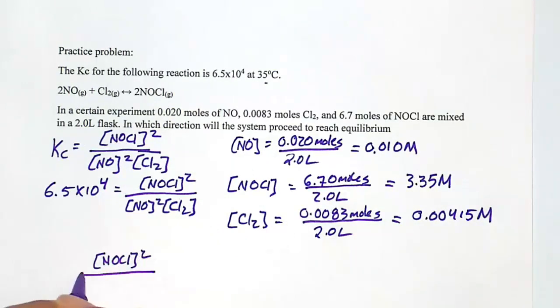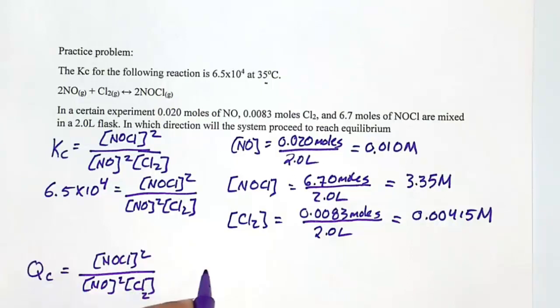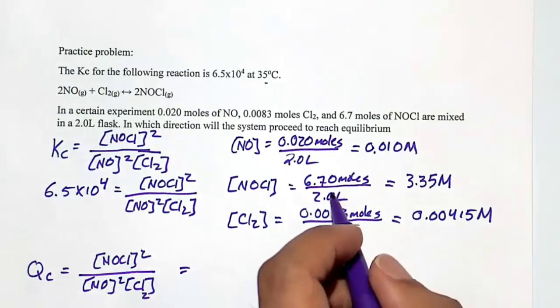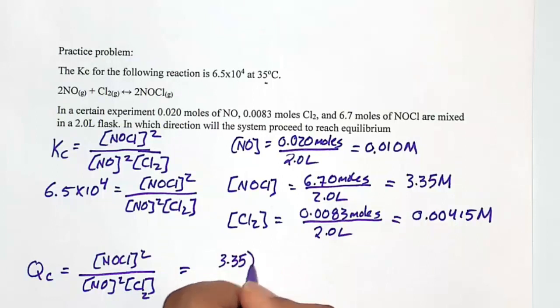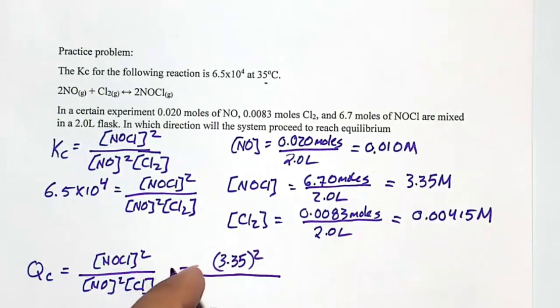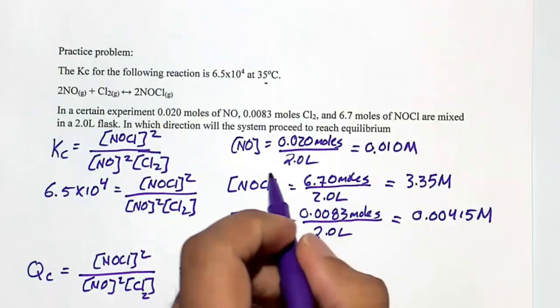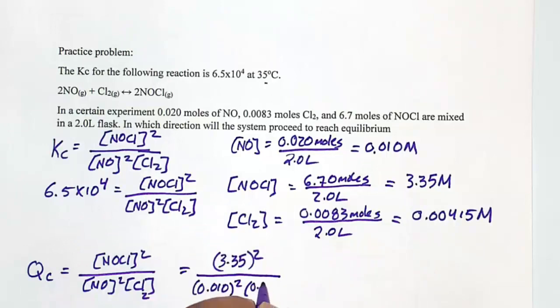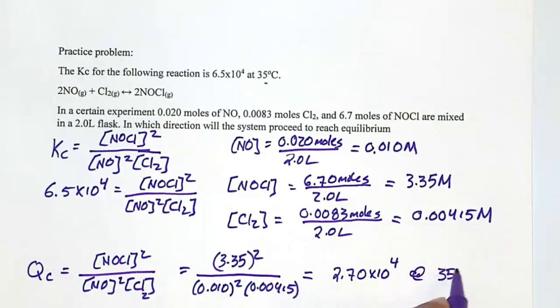Again, these concentrations are compared to Kc. NOCl squared divided by NO squared times Cl2, this is Qc, the same equation, except we're testing to see if these are equilibrium concentrations or not. NOCl is 0.35. Remember, these Ks don't have units. Divided by 0.010 squared times Cl2, which is 0.00415. Putting those values in my calculator, I get a value of 2.70 times 10 to the fourth as my coefficient at 35 degrees C.